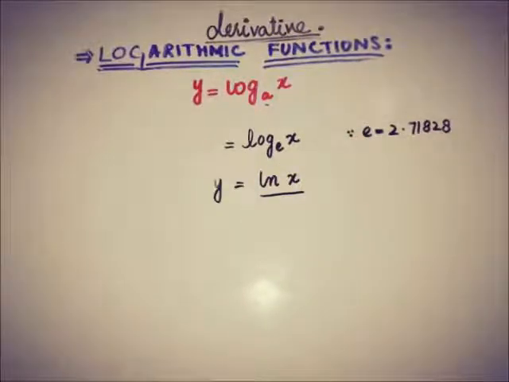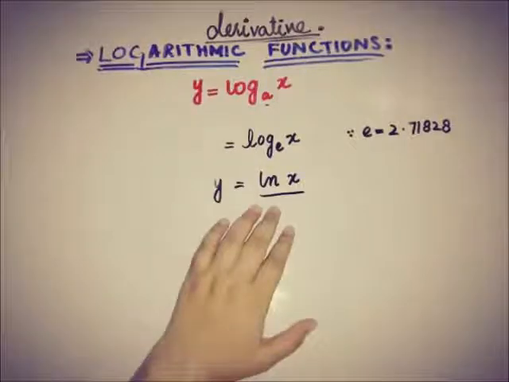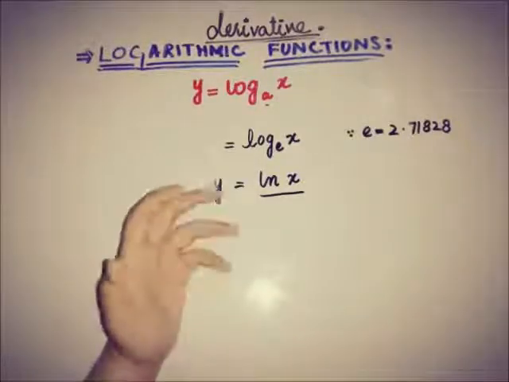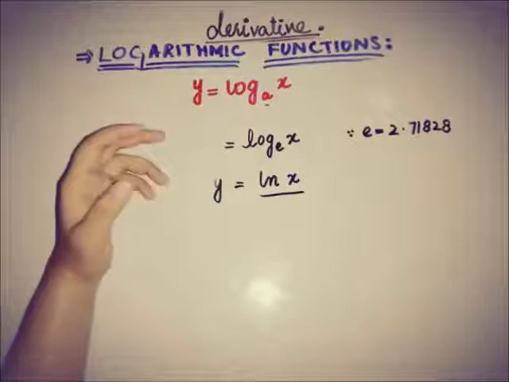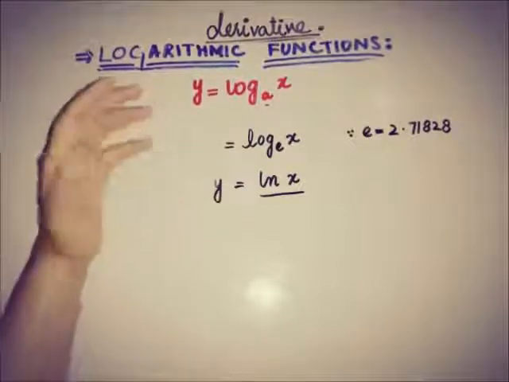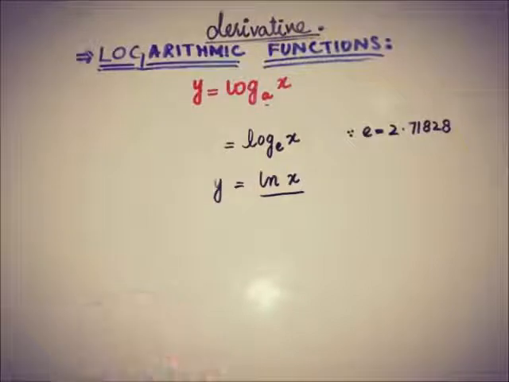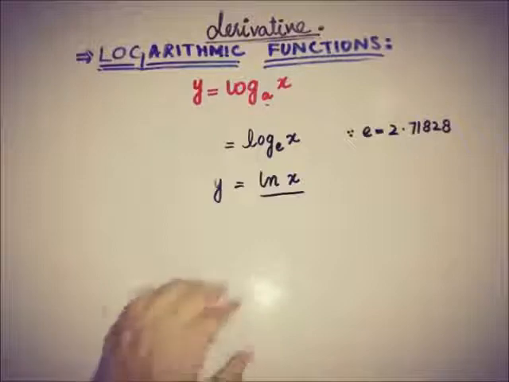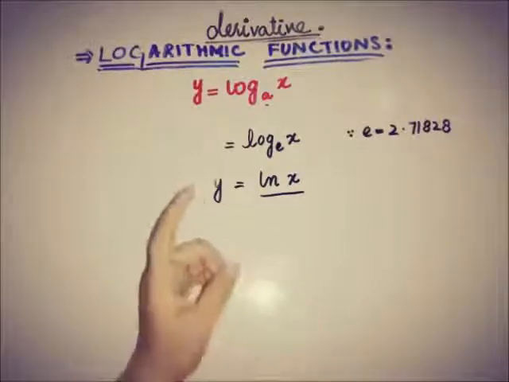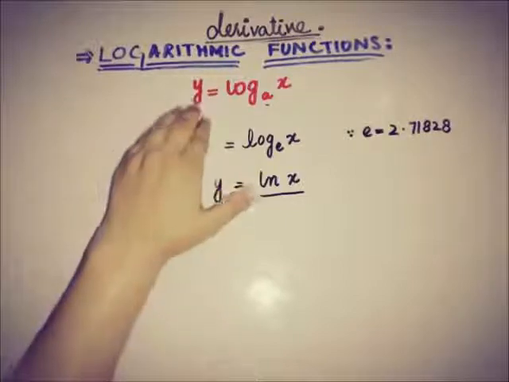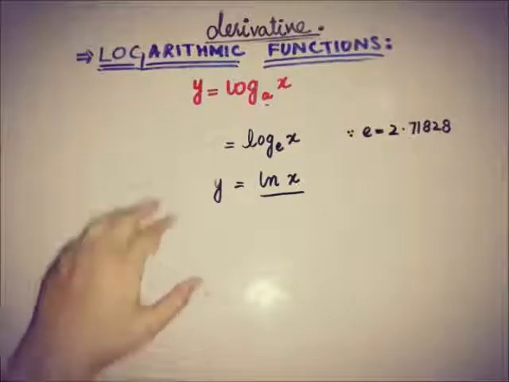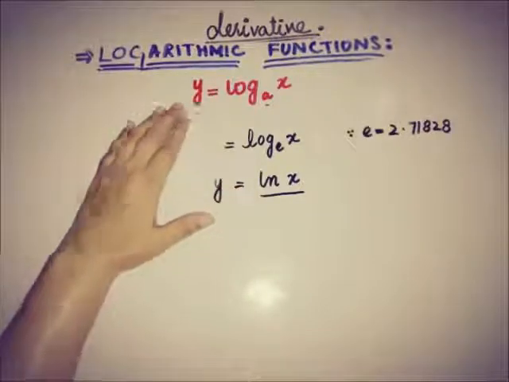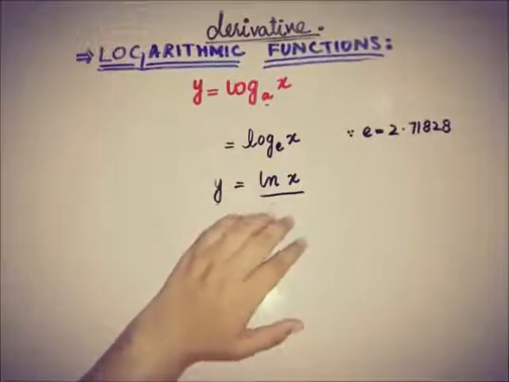Now let's see how to find the derivative of natural log of x. We can find the derivative of this function by using the definition, as we did in the previous video, or by using the rate of change of the basic logarithmic function. So there are two ways to find the rate of change of natural log of x.